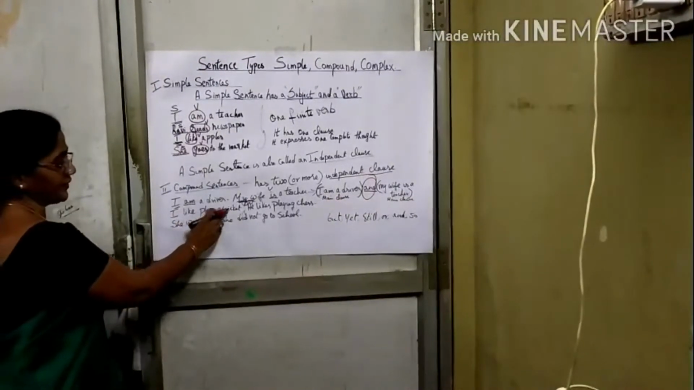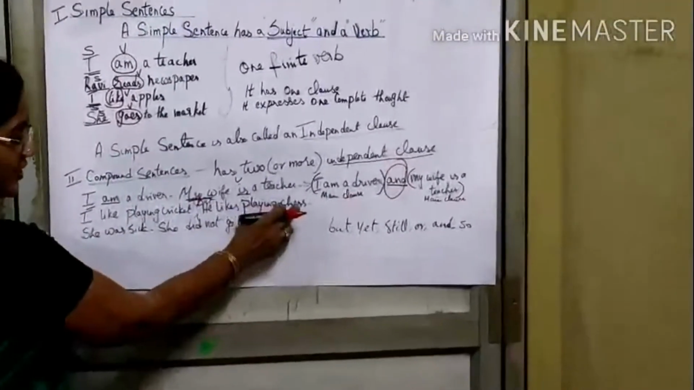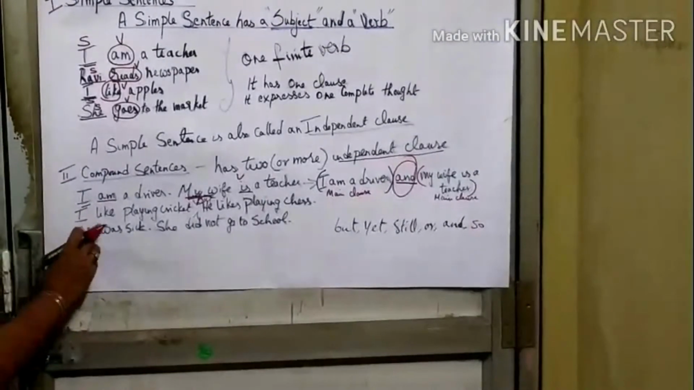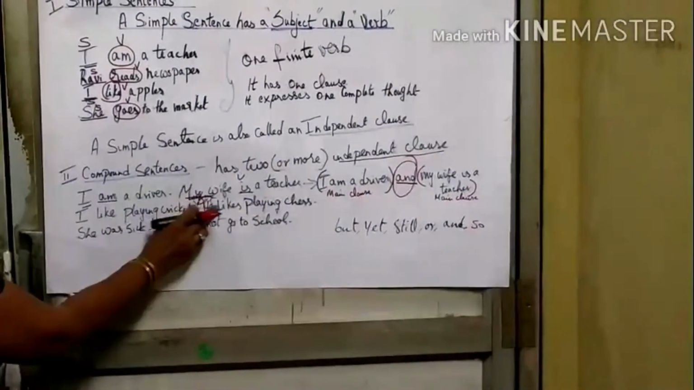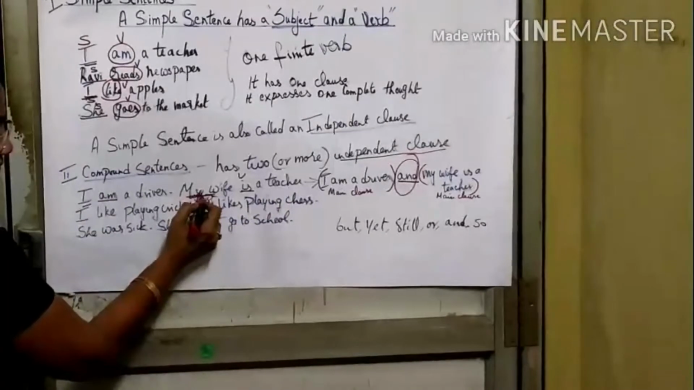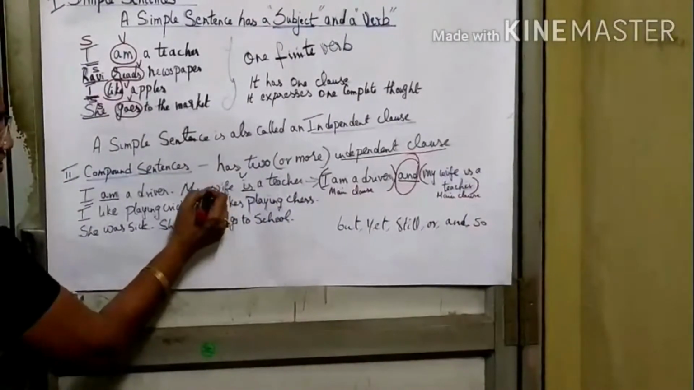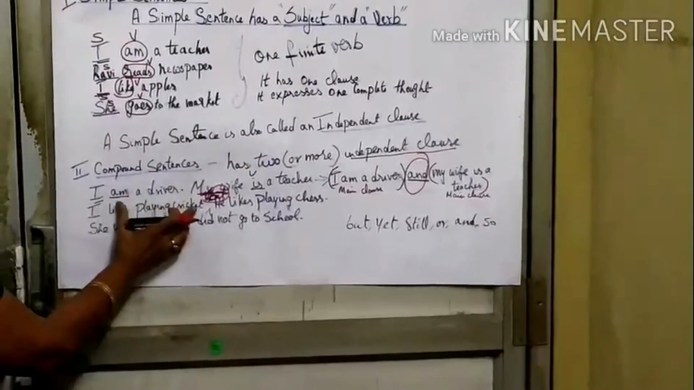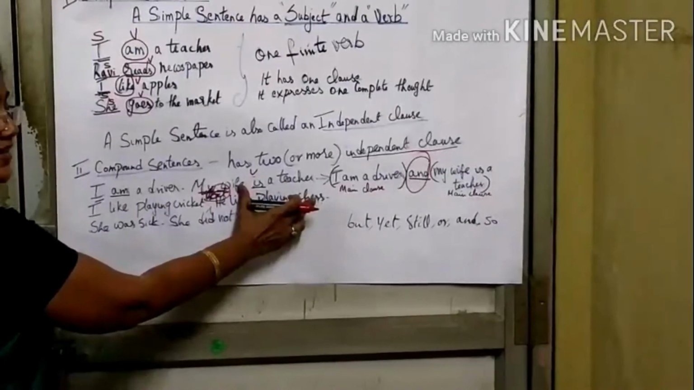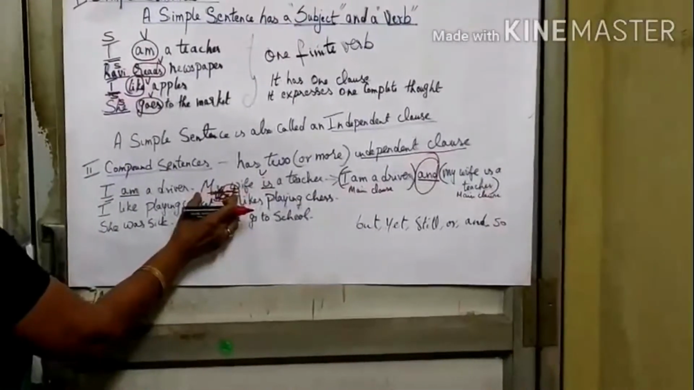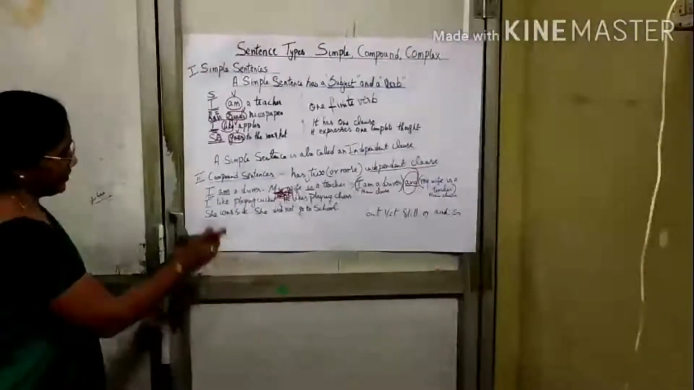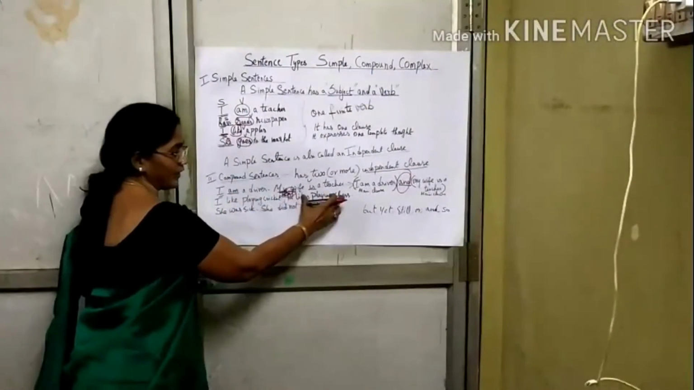Now look at the next sentence. I like playing cricket. He likes playing chess. So how will you write this? I like playing cricket, but he likes playing chess. So the coordinate conjunction is but. So you are connecting two different sentences with the coordinate conjunction but. Now you find the first main clause and the second main clause.